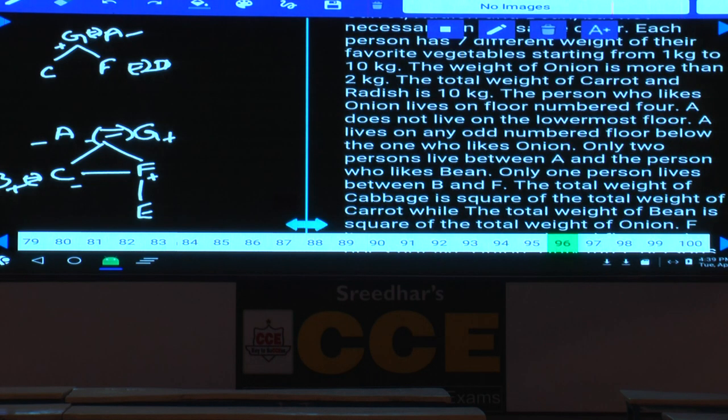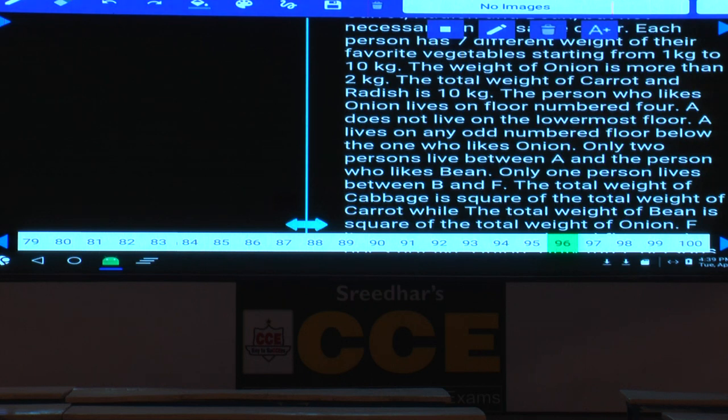Now in this 96 to 100, this is regarding 7 persons. Who are those 7 persons? A, B, C, D, E, F and G, and they live on separate floors of a 7-storied building. Now it comes under floor arrangement. 7, 6, 5, 4, 3, 2 and 1 are the 7 floors.